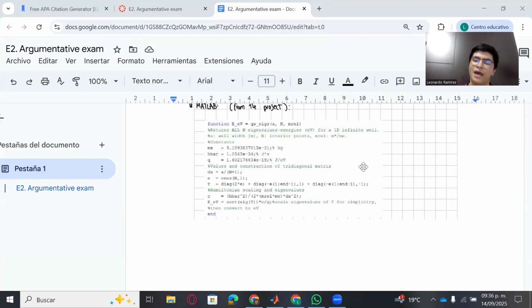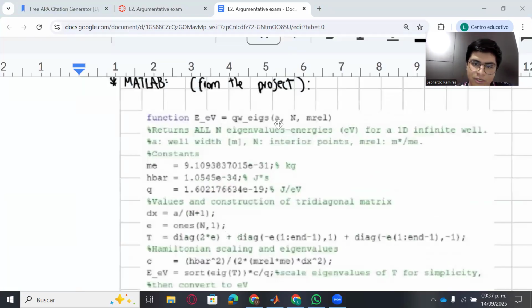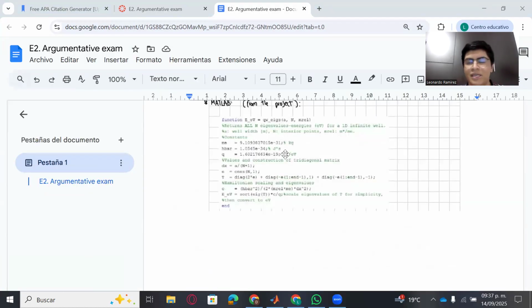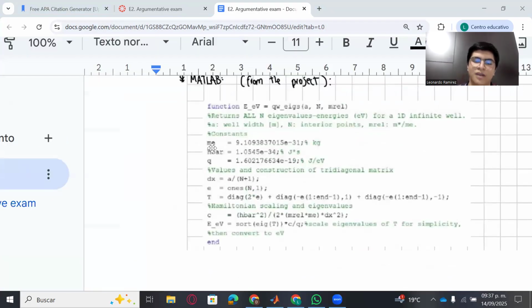Now let's use a programming language to see if we did this right. Using the MATLAB code we used in our final project, we can see it's a function that asks for A, the number of n, and the mass, which in this case is 0.067 times the actual mass of an electron. We also have h bar, the Planck constant, which, as we said in the beginning, is just a numerical value, so we have it here.